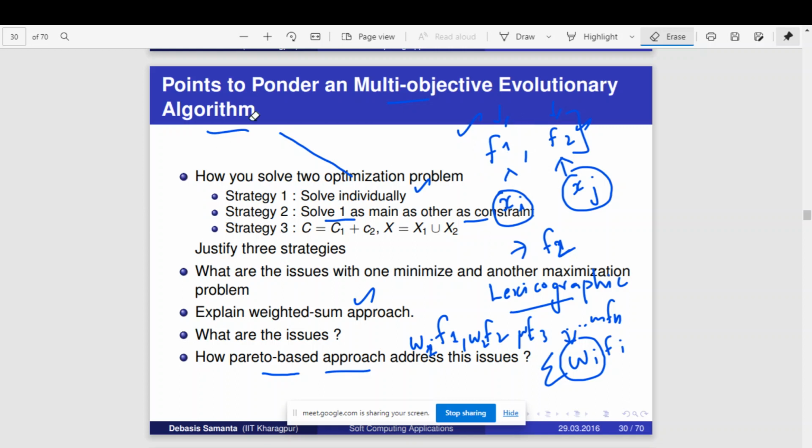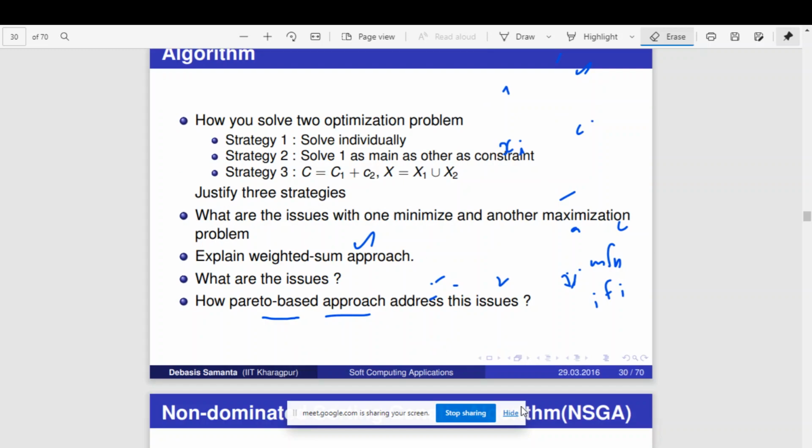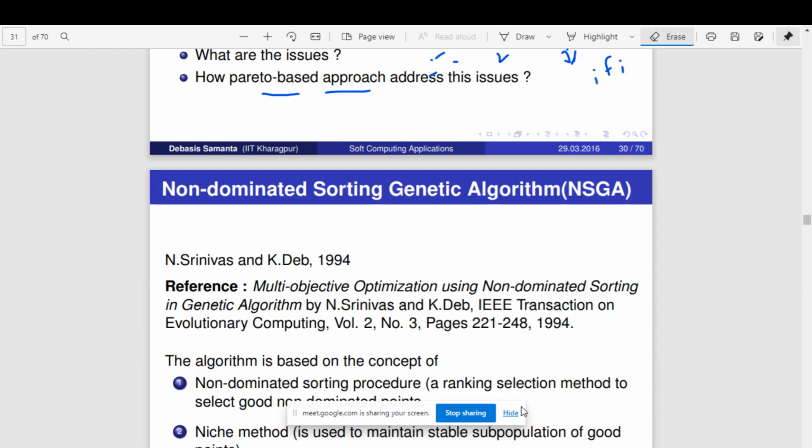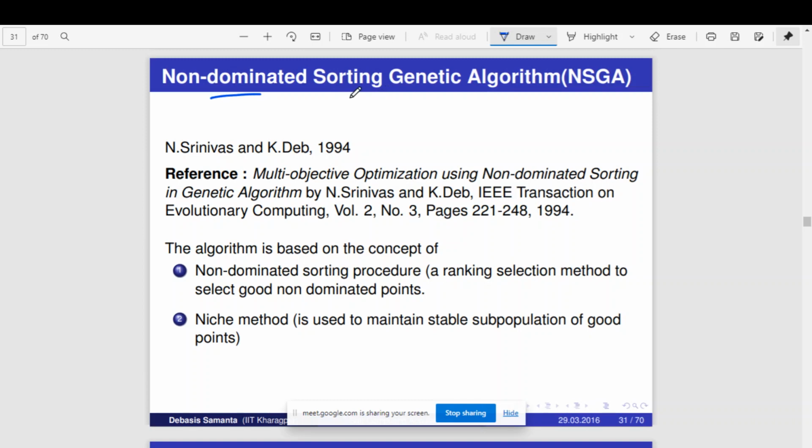So this is something like a partial summary of whatever we have discussed so far. But still, this MOOC concept is not over. Still, we will be continuing. So the next algorithm that we will be discussing is called NSGA, which stands for non-dominated sorting genetic algorithm.